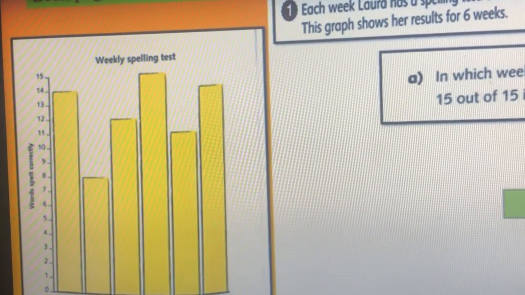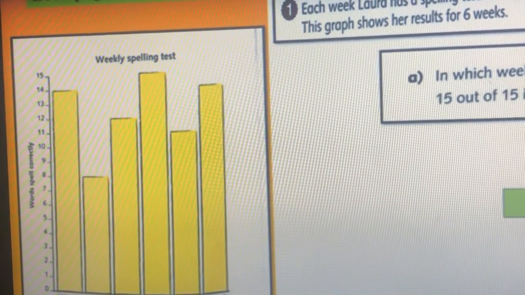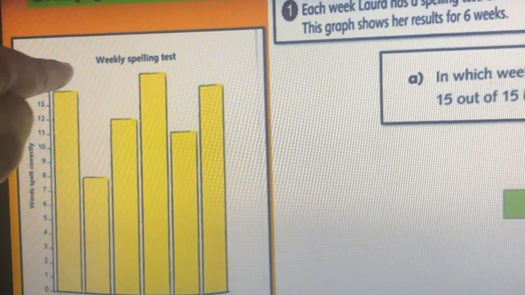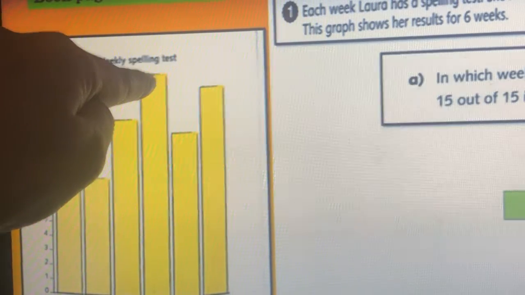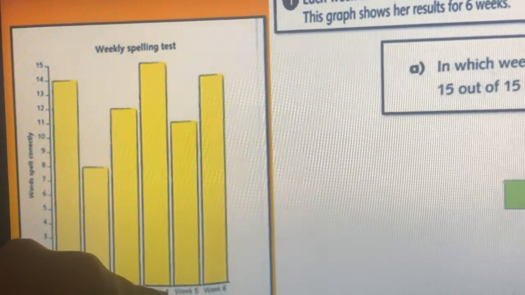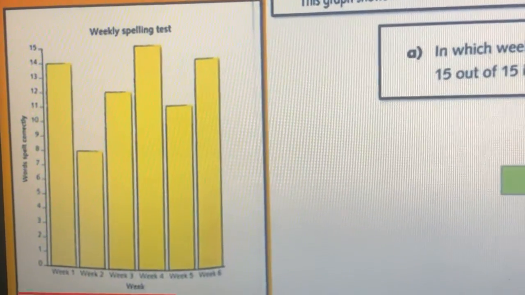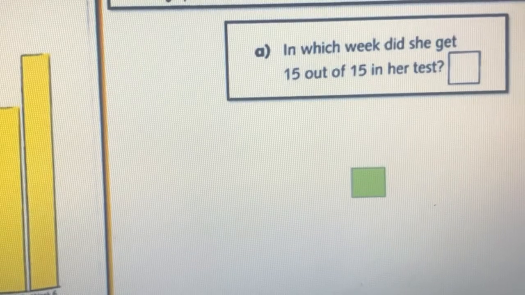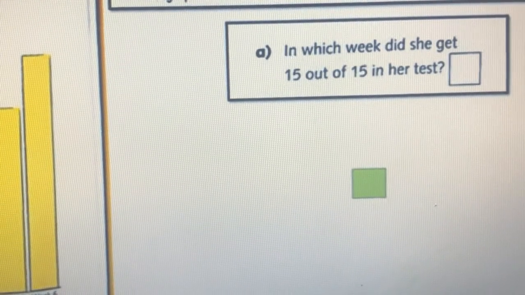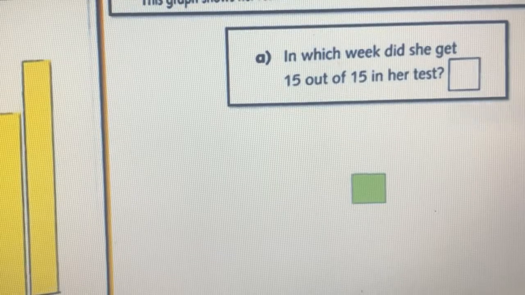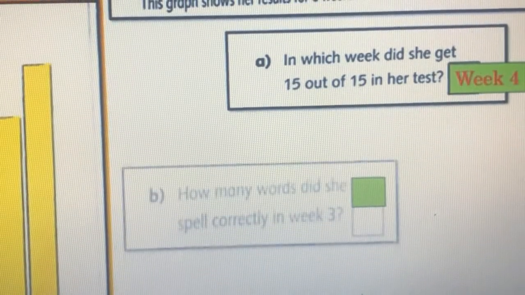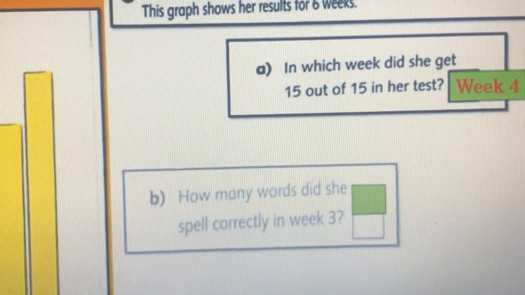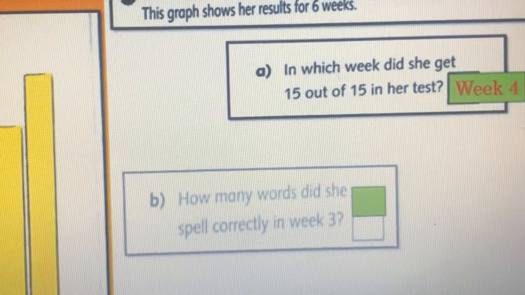Okay, now I will go and search for number 15. It's from 0 till 15. So which one has 15 out of 15? Then I will go up like this and go down. So which week does it show? Is it week 1 or 2 or 3 or 4 or 5 or 6? Yes, the answer is week 4. What did I do? I go with the question. The question is asking 15 out of 15, so I go and check the numbers first.